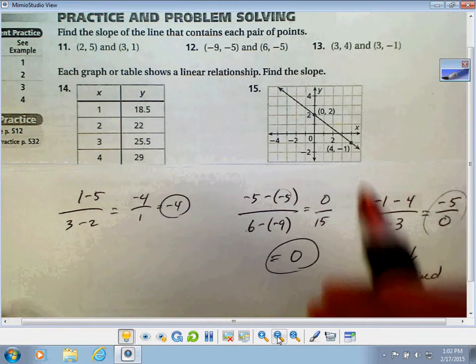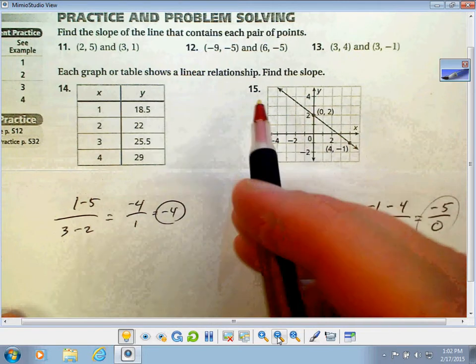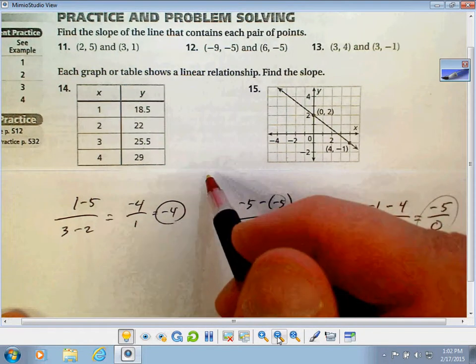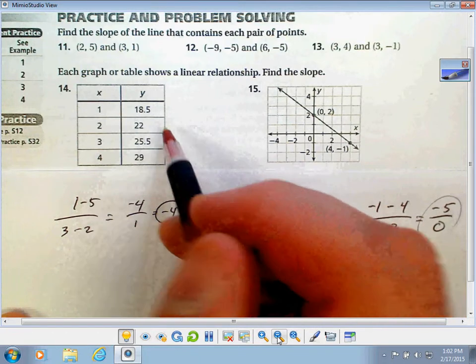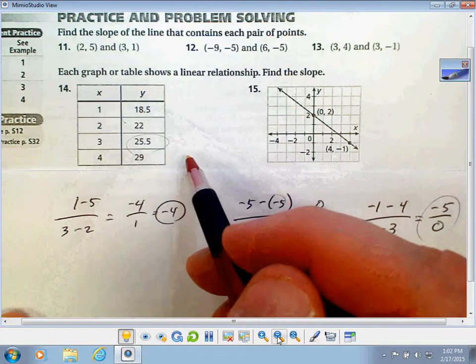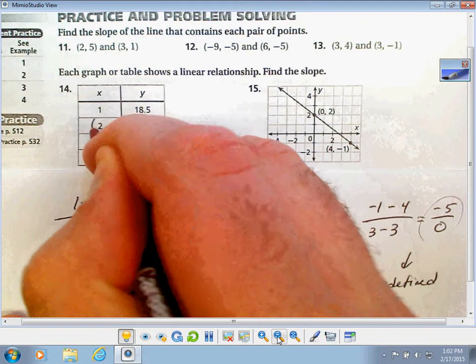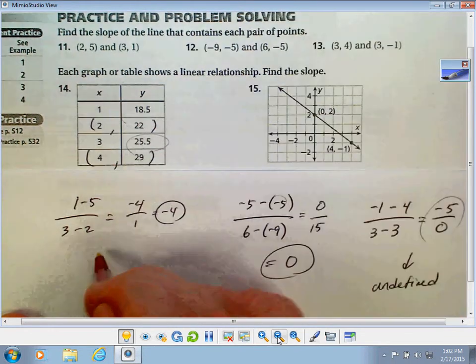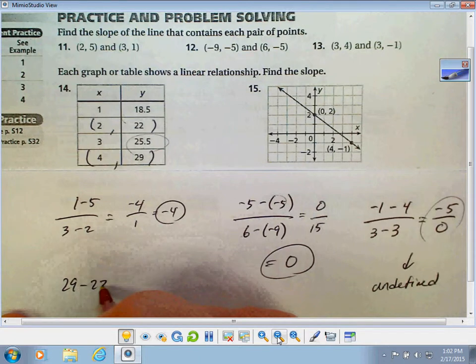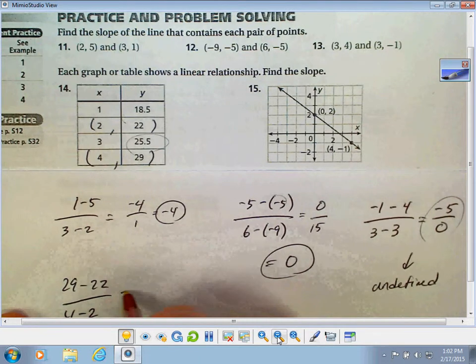Okay, number 14 is a great example of what would be easiest for you, or for anybody. I want to pick points that would make it pretty easy on me, so why would I use these ones with decimals when I don't have to? Any 2 points will do, so I'm going to pick that one and this one. So I'm going to say 29 minus 22 over 4 minus 2. 7 over 2. Done.